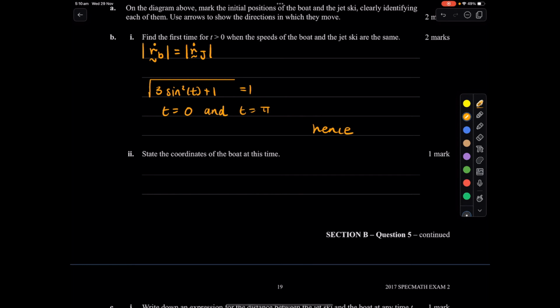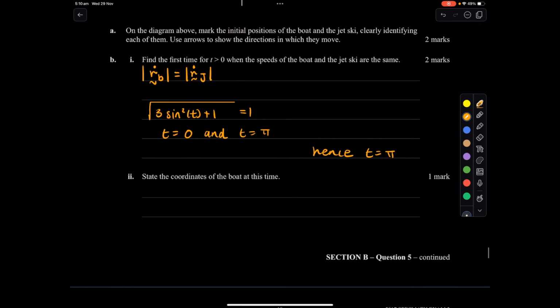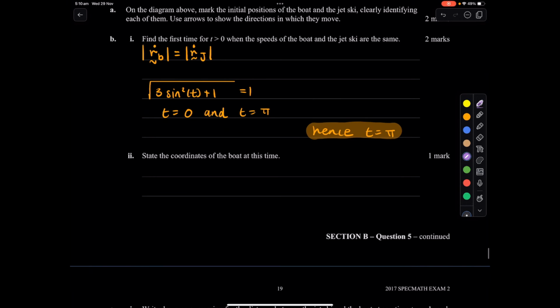Hence t equals pi. Yeah, that's it. So that's the first time, t equals pi. Next question. State the coordinates of the boat at this time. Nice and easy. So state the coordinates of the boat. So easy. So let's go on.